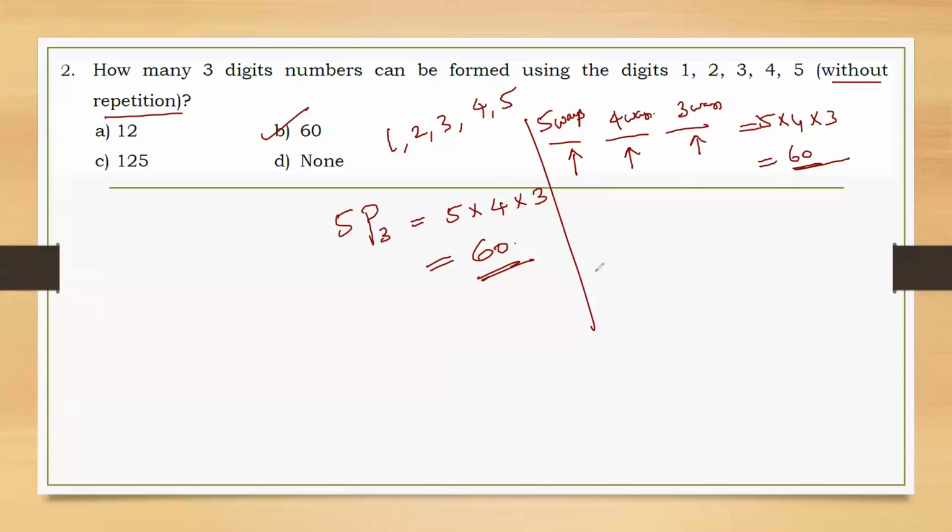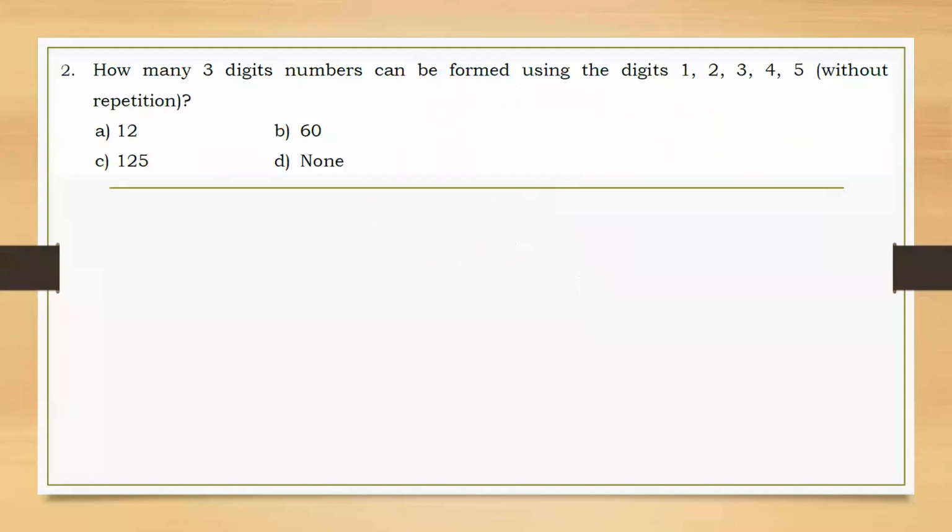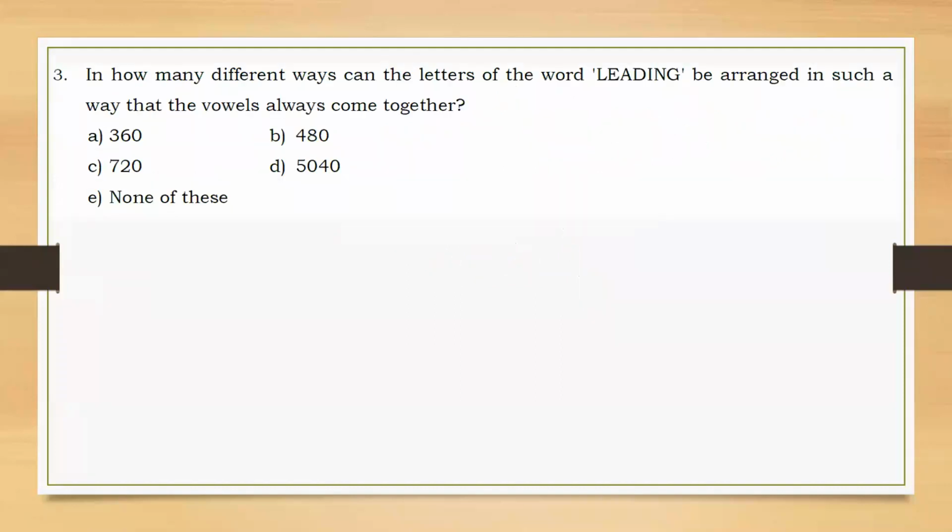Okay, try the third one. Give a try. So how many different ways can the letters of the word LEADING be arranged, in such a way that the vowels are always together? Some of them are getting the answer 720, some of them are getting the answer 360.